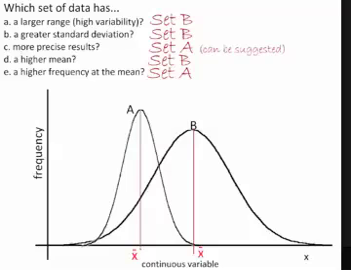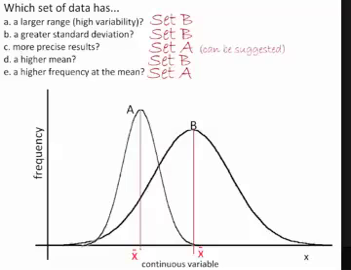A larger range, which one has more variability? Set B. Why? Because the size of the bell shape is bigger, is more flat, and is also more wide. Okay? Which one shows a greater standard deviation? Again, B. Why? Because the bell shaped is flatter. Okay? Which one shows more precise results? A. Why? Because the bell shaped is narrower, is steeper, and that shows us that there is less standard deviation, less variability, and therefore more precision, more precise results.